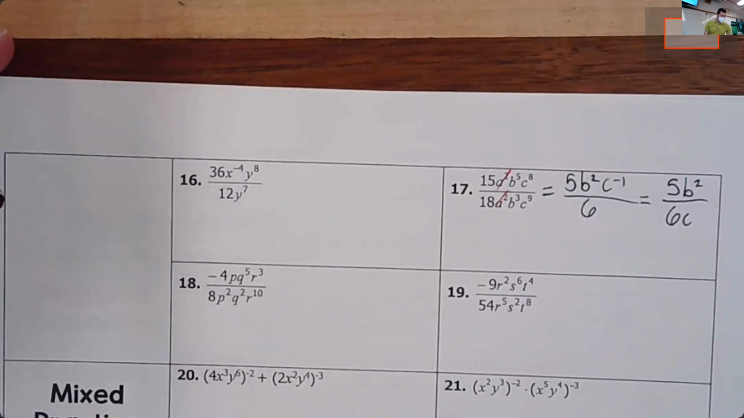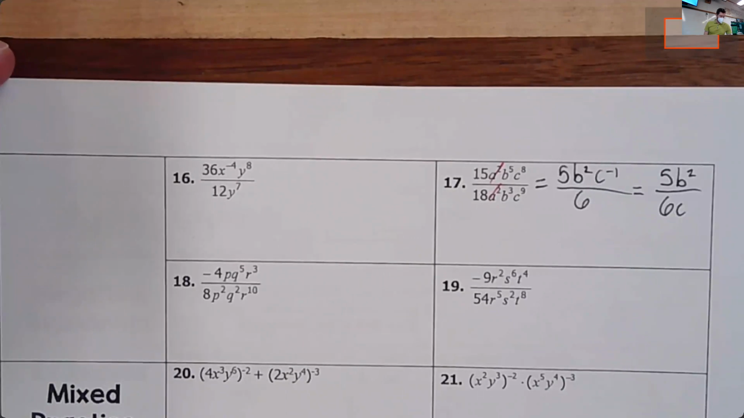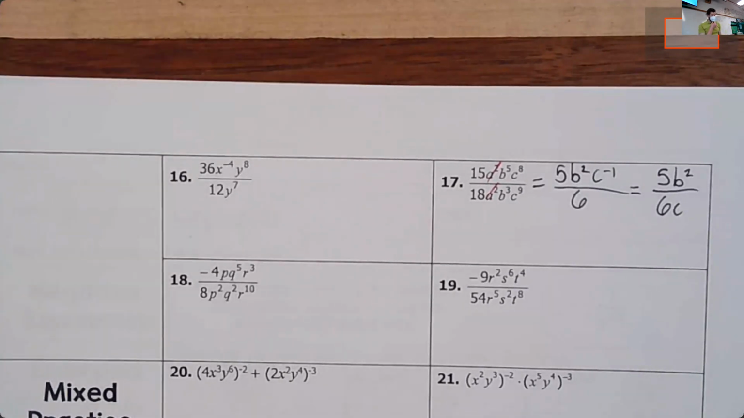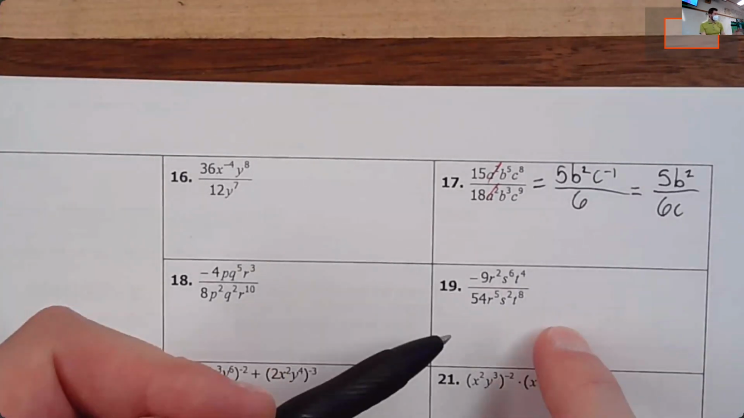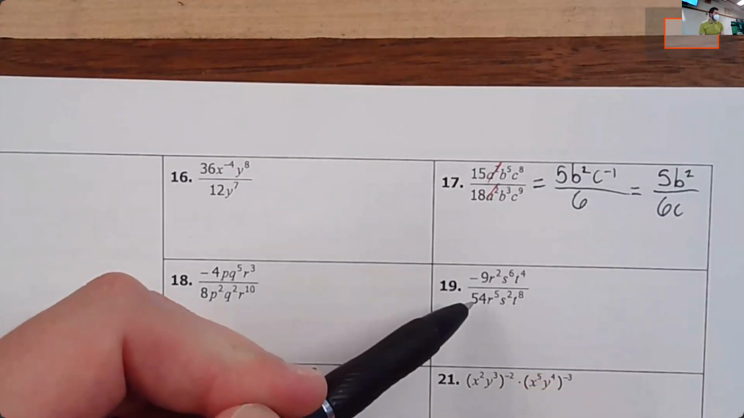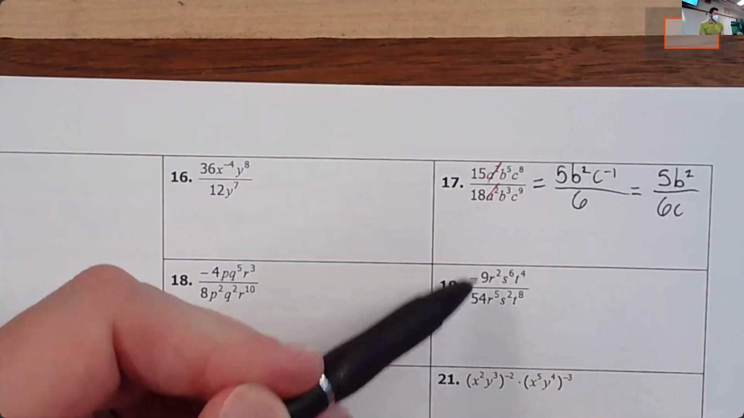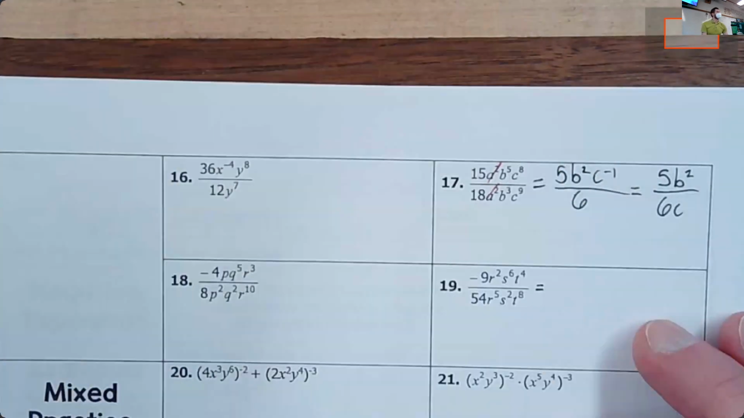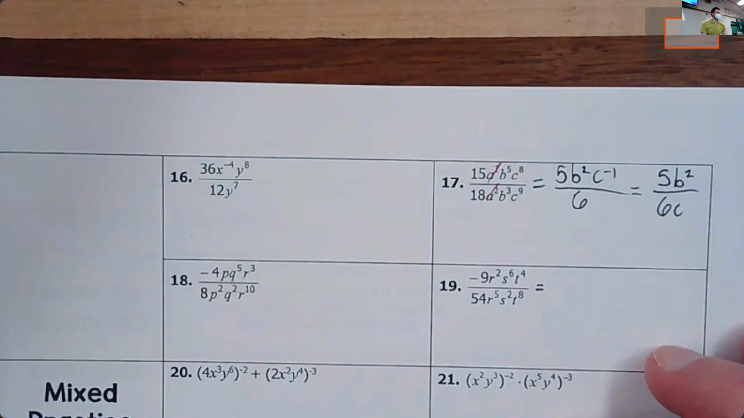Negative 9 r squared s to the 6th t to the 4th over 54 r to the 5th s squared t to the 8th. So kind of a lot happening here, but still it's just quotient rule first and then moving things around if we need to after that. Negative 9 and 54, what does that reduce to? Negative 9 over 54. You can just plug that right into the fraction part of your calculator if you need to.